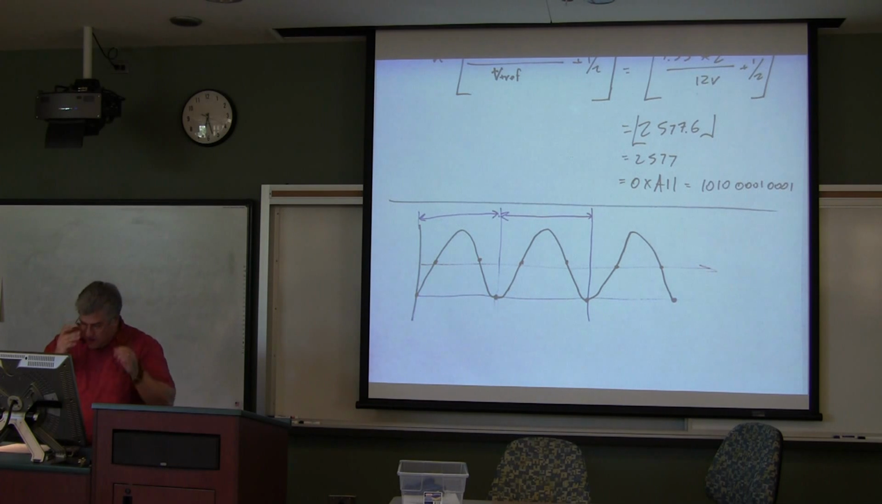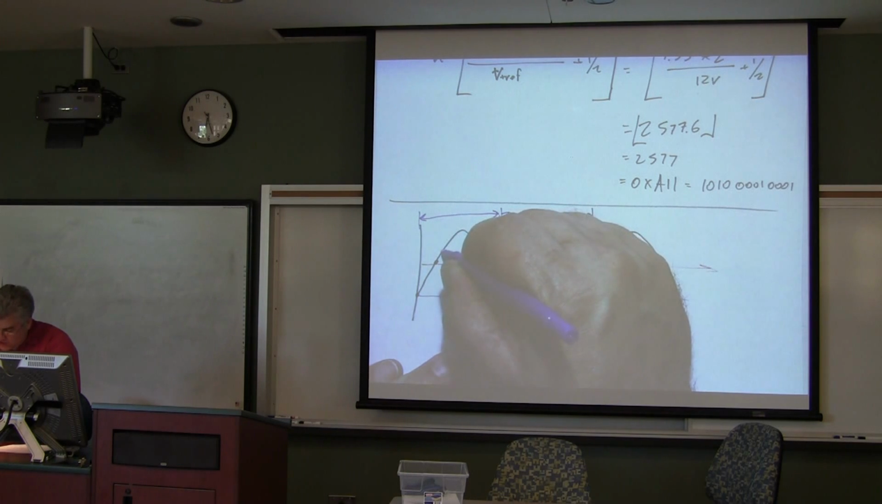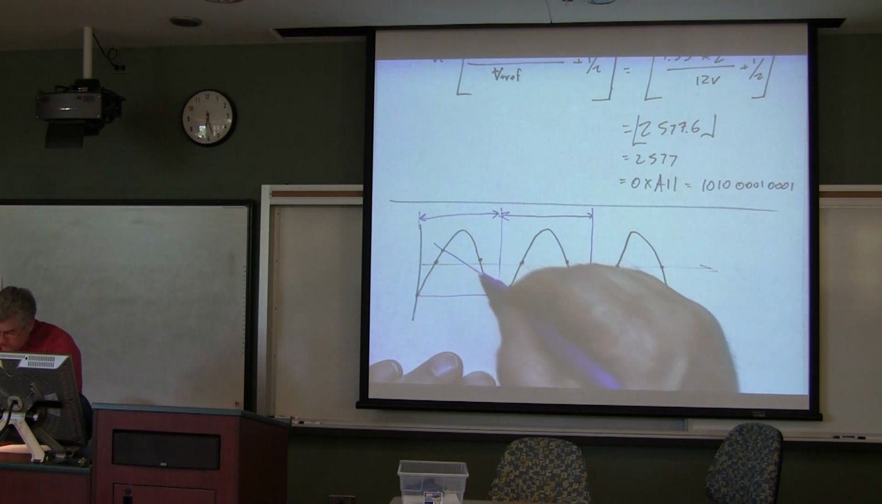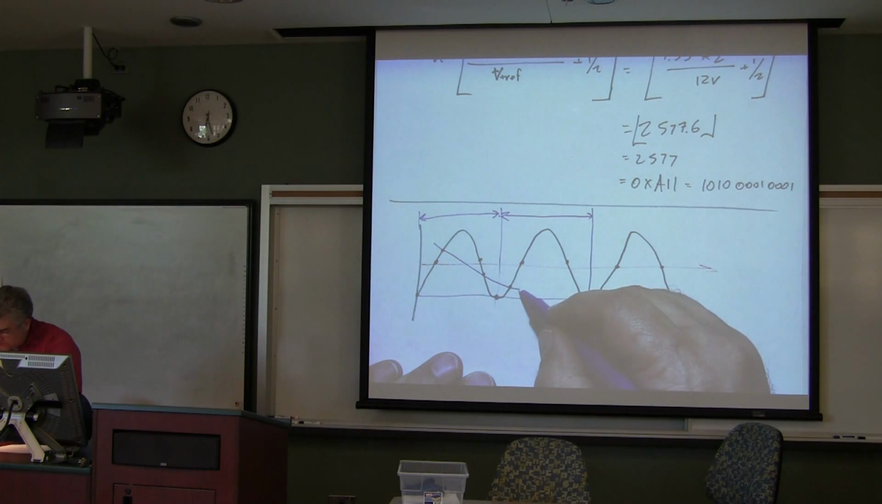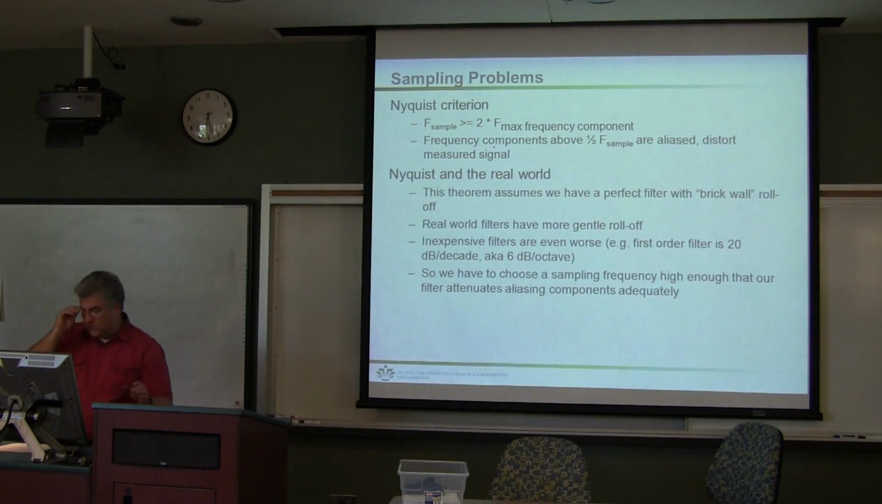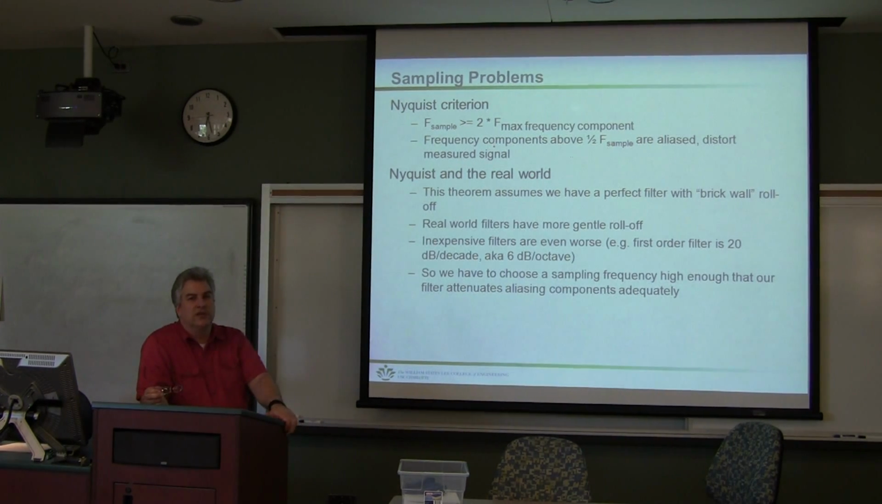Also, it depends on where you are. You can also alias something. If you're at this point here, then you're at this point here, then you're at this point here, it actually looks like you're at a different frequency as well. So that's why, as we said in the slides, you want a sampling frequency which is greater than twice the frequency of what you're trying to measure. And nothing says that you can't sample a lot more frequently than that too.